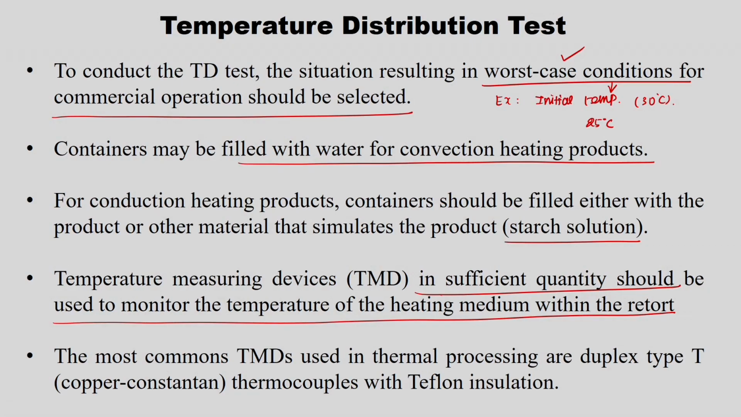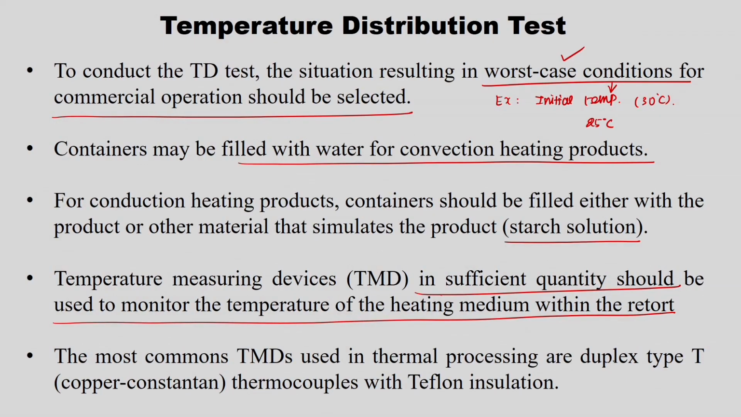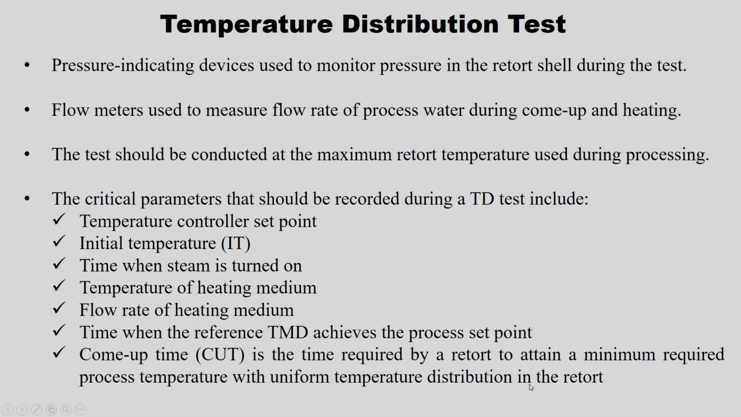When my steam is on inside the retort, whether the steam, the heating medium I am using, would be able to heat the retort uniformly. So, for that I need to employ temperature measuring devices in sufficient quantity, so that in almost all the places I am checking whether the temperature is equivalent to the heating medium temperature. The most common TMDs, temperature measuring devices, are duplex type thermocouples, which is nothing but copper constantan with Teflon insulation. And if you remember the earlier classes, we also told this, right.